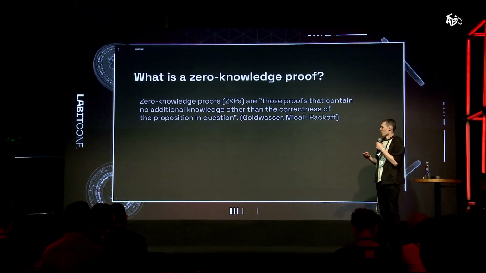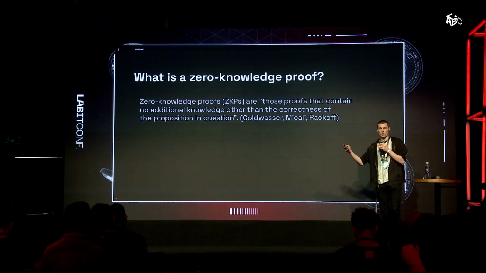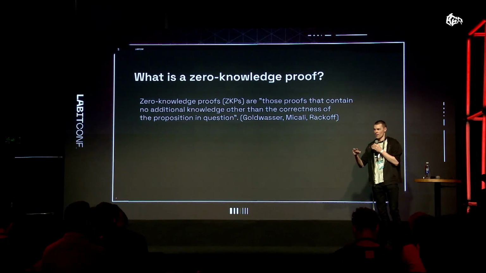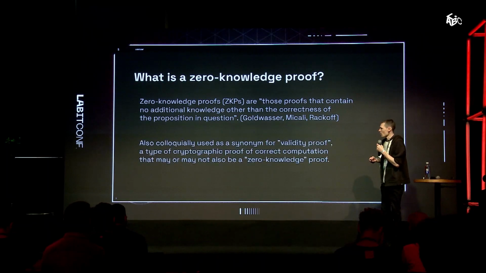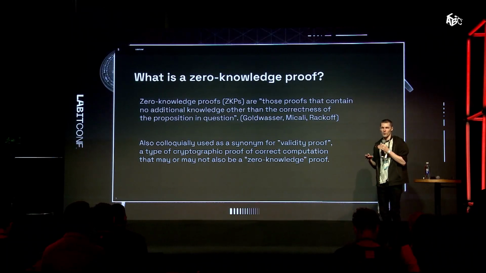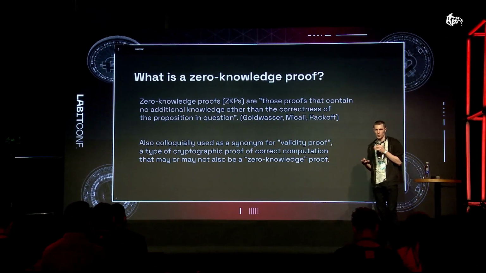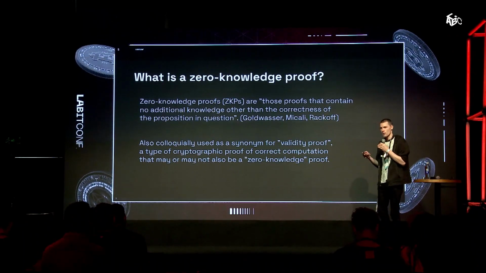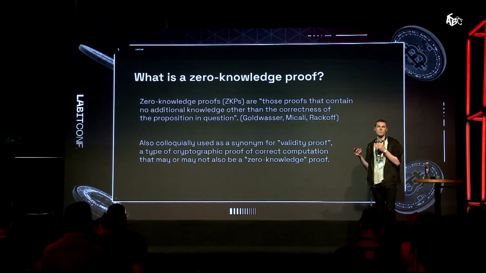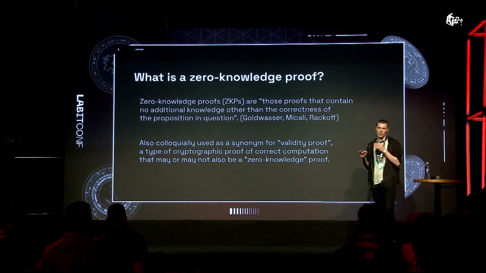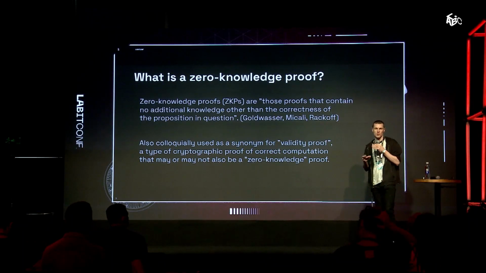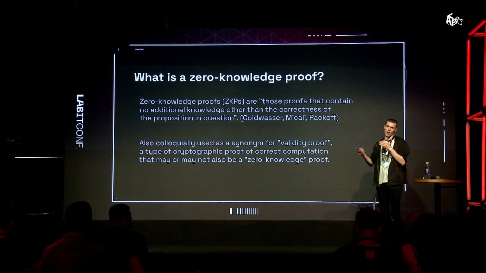So what is a zero-knowledge proof? A zero-knowledge proof, as defined in the original paper that introduced the concept, is those proofs that contain no additional knowledge other than the correctness of the proposition in question. You might also hear this term used colloquially as a synonym for a validity proof, which is a type of computational proof that may or may not be zero knowledge. In some cases, the applications that I'll be discussing actually use validity proofs, not their zero knowledge variant, but a lot of people use these terms interchangeably. So for the sake of including everything under the same term, I'm just going to be using the term zero knowledge proof, or ZKP, throughout the talk.